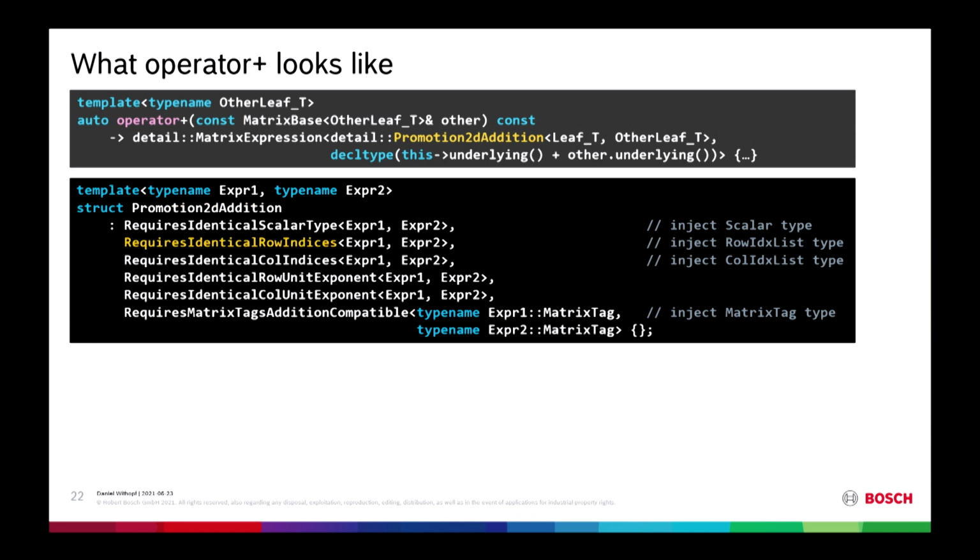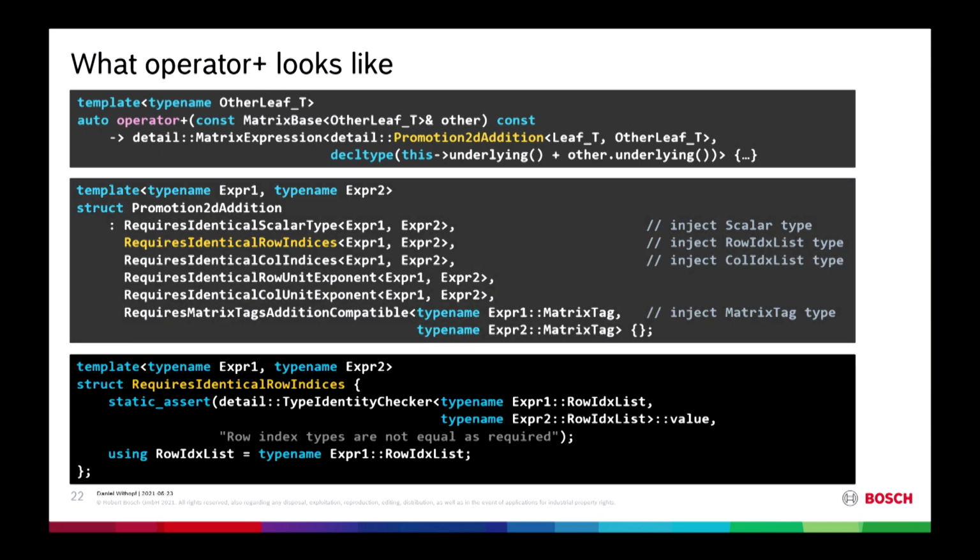And last but not least, I also want to show what such a requires base class looks like. So requires identical row indices here is, again, almost empty. It simply checks that two types are identical, namely the row index list of both arguments. And as you can see, it checks the row index list of the result.